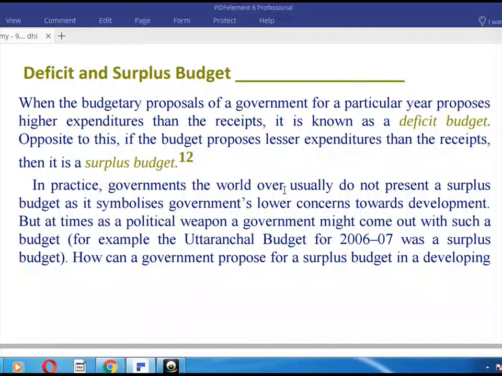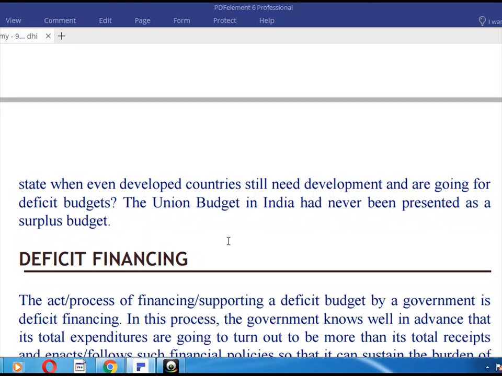Governments the world over usually do not present a surplus budget as it symbolizes the government's lower concern toward development, but at times, as a political preference, a government might come out with such a budget. For example, the Uttarakhand budget for 2006-07 was a surplus budget. How can a government propose a surplus budget in a developing state when even developed countries still need development and are presenting deficit budgets? The Union budget in India has never been presented as a surplus budget.